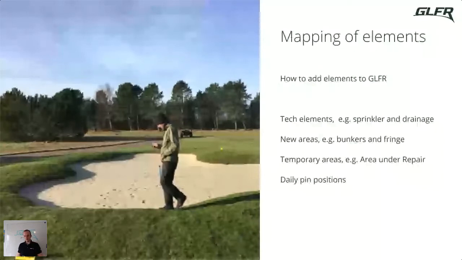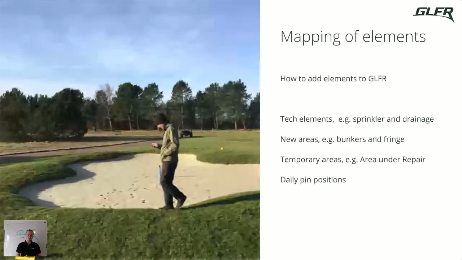The last thing you can map with the app is actually daily pin positions. If you want to do that, you can go to the pin every time your Greenkeeper sets it and click add in the app to map that pin position and get that directly into the golfer app, so players can see the pin position instead of the center green as their primary target.